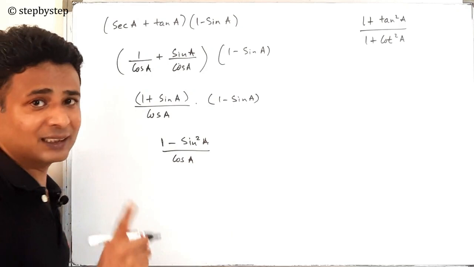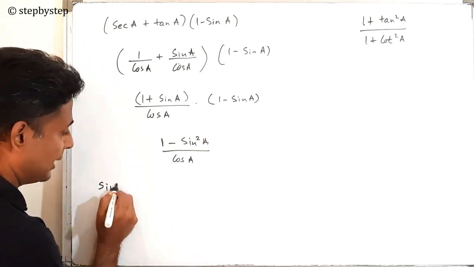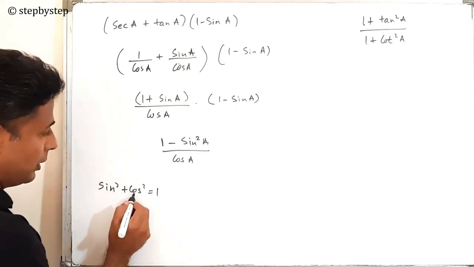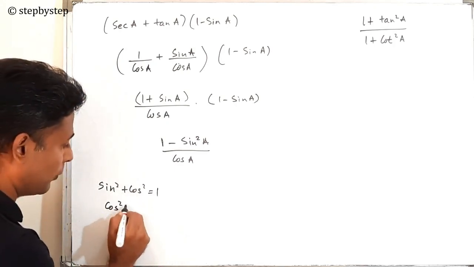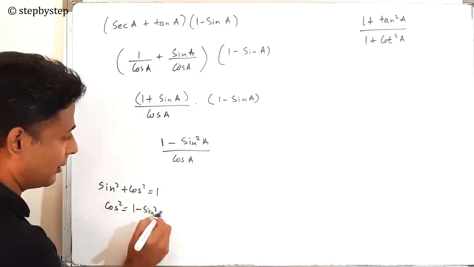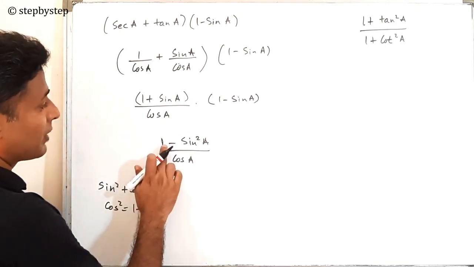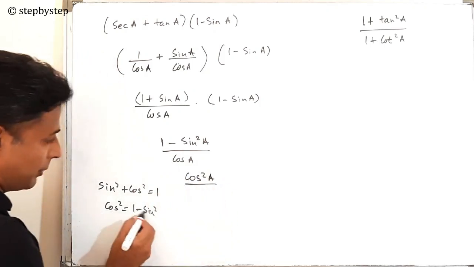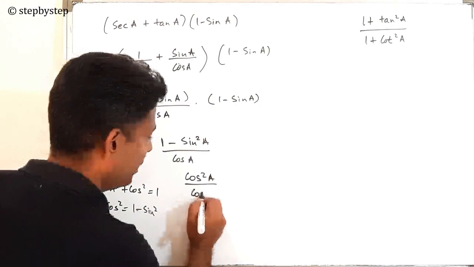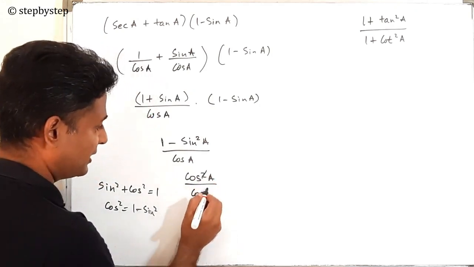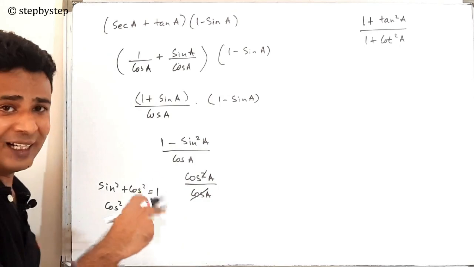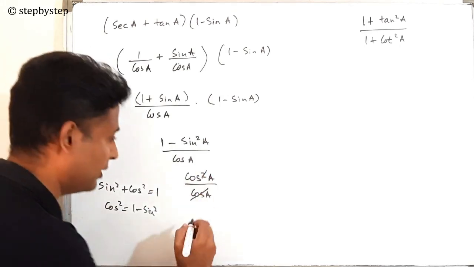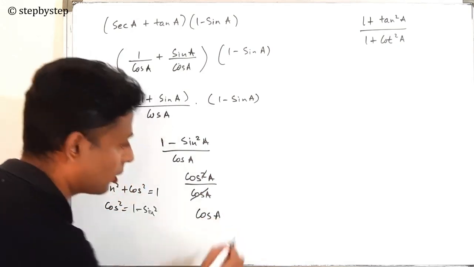Now if you remember, sin square plus cos square is 1, which means if I transpose sin square that side, what do I get? Cos square equal to 1 minus sin square. That is why I told you remember this itself. So I have 1 minus sin square, which can be written as cos square a, because 1 minus sin square is cos square, by cos a. Now 1 cos and 1 cos cancels. Cos square a is cos a whole square. So cos a into cos a by cos a, 1 cos a will go, and the answer is cos a.